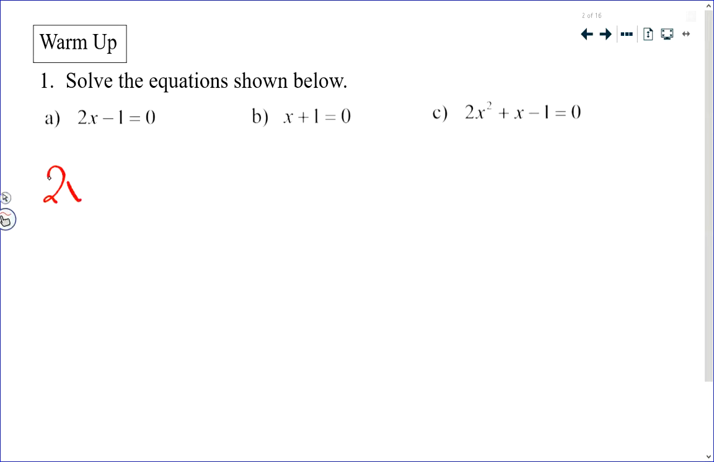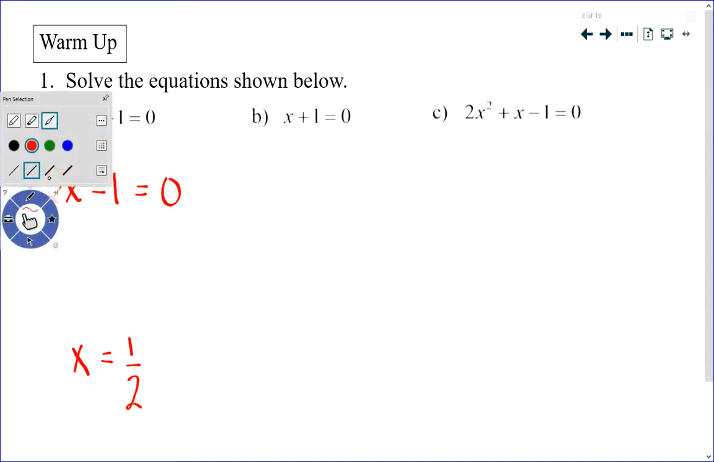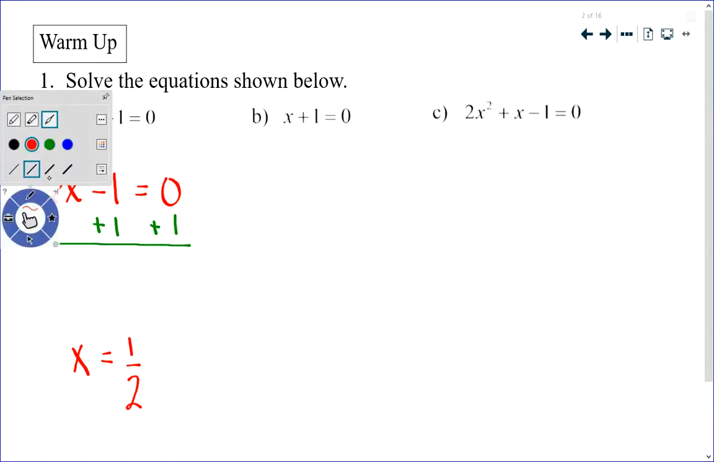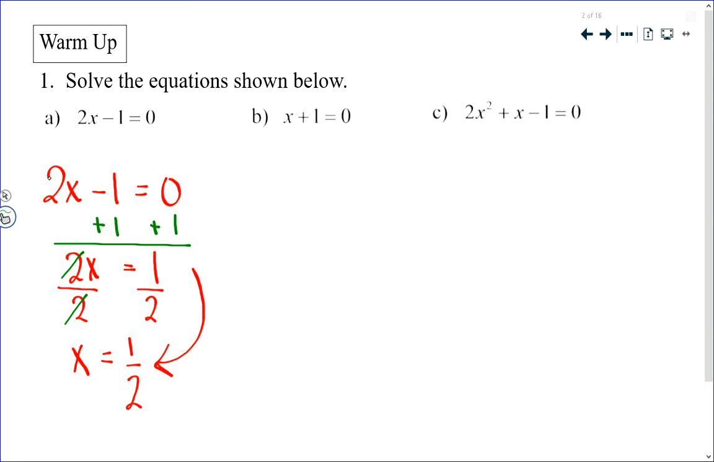I have 2x minus 1 is equal to 0. And I know that most of us look at that and go, well, that means x is equal to 1/2. And that's true. But the procedure that you use in order to find out what x is equal to is you start off by adding 1 to both sides. That gives you a new equation which says 2x is equal to 1. And then you can divide both sides by 2. And that leads you to the statement that x is equal to 1/2 because these two 2's cancel. Very, very simple equation to solve.